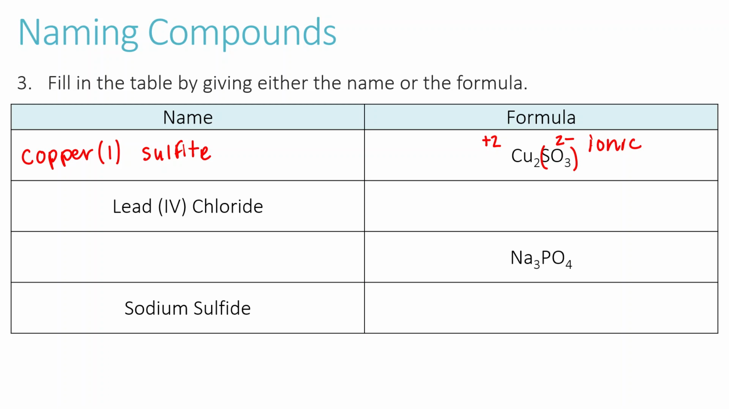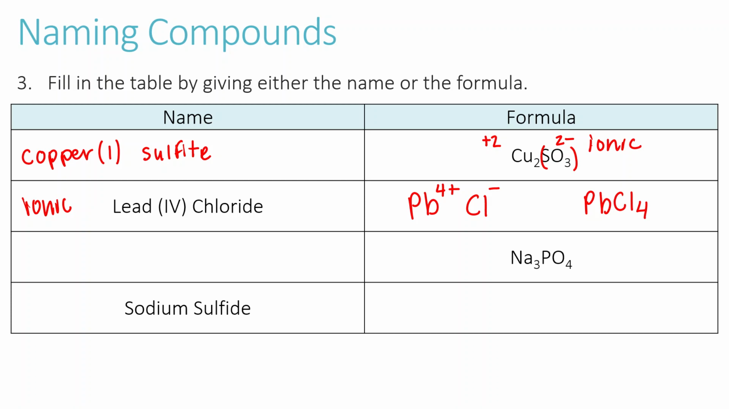My next compound, I have lead 4 chloride. Lead is a metal, chloride is a nonmetal. So again, we have an ionic compound here. Lead is Pb. And this Roman numeral is indicating to me that the charge on the lead is +4. Chloride is Cl with a -1 charge. So that means that my formula has to be PbCl4 so that my charges are overall going to be neutral.